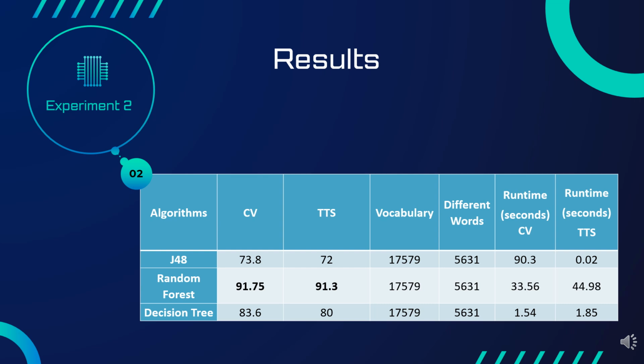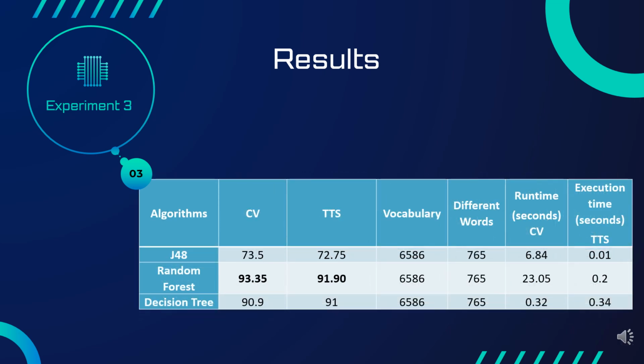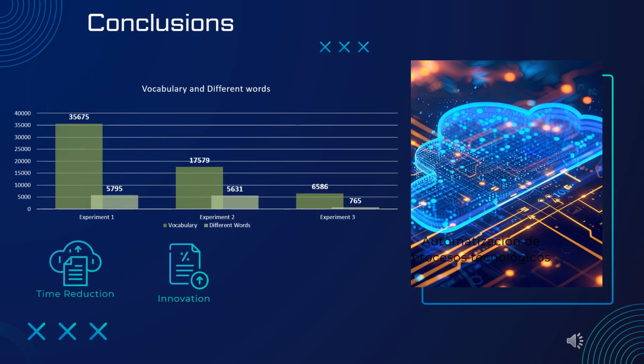The vocabulary, the different words, and the execution times in some algorithms were reduced. For experiment 3, the following results were obtained, with a greater range of precision compared to the previous experiments, greatly reducing vocabulary and execution times. As can be seen in the graph, in each experiment, the size of the vocabulary and different words progressively decreased due to the types of preprocessing applied. These preprocessing procedures impacted the results obtained, both in terms of accuracy and in the execution time of each experiment.